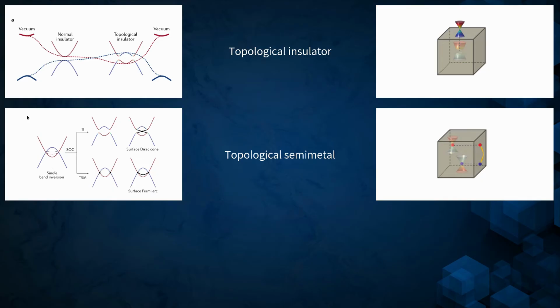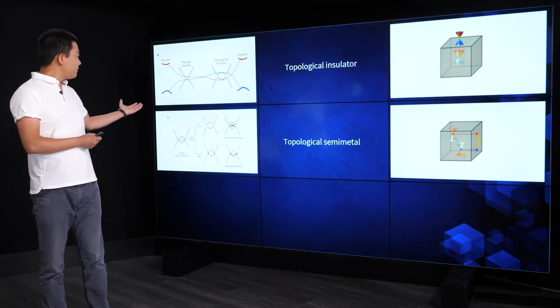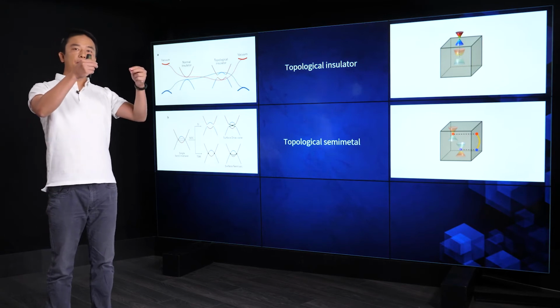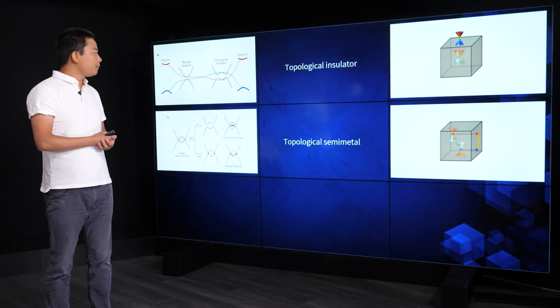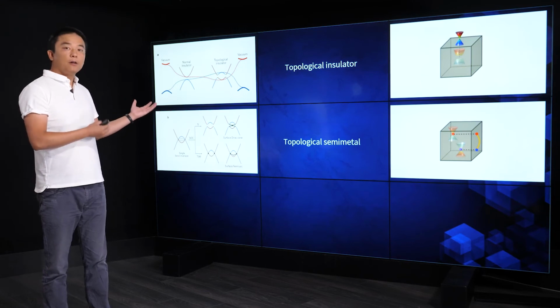But if the bulk is not insulating, what happens? Actually, sometimes it does happen. If we have a band inversion, but in the end, the bulk has some gapless points. These gapless points are actually three-dimensional Dirac points. And then on the surface, what could happen?